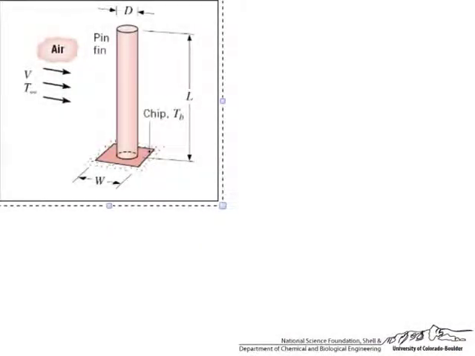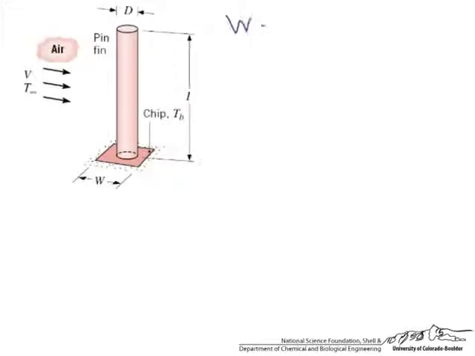So this is a silicon chip. It has a width of 4 millimeters on a side. And to enhance the heat transfer, we have a copper pin fin that's brazed to the surface. The pin length is 12 millimeters and the diameter is 2 millimeters.